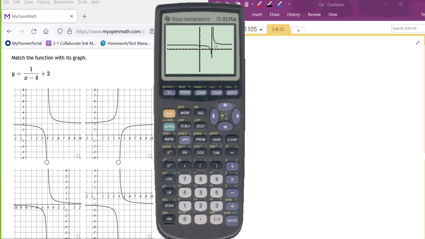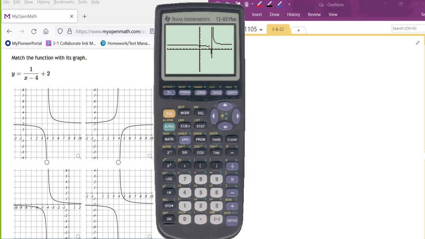This is where this one is blowing up, and it's blowing up at a 4 because that would make the denominator 0. So this vertical asymptote is at x equals 4. That is how the graph behaves there. It goes away from that because it knows the denominator can't be 0. And so you can match this up. This is you picking out the right answer.